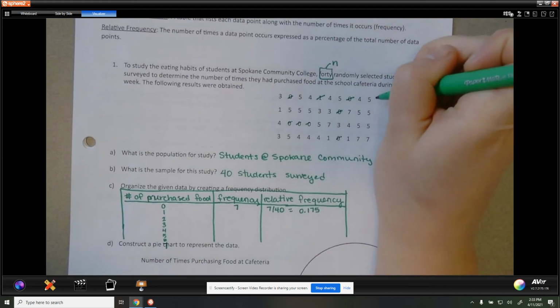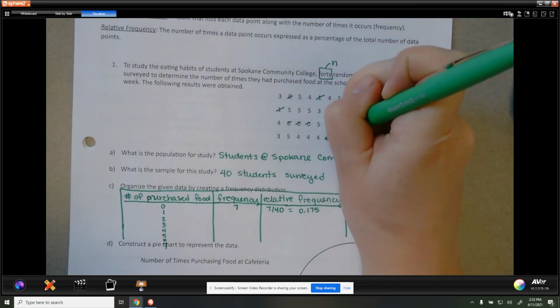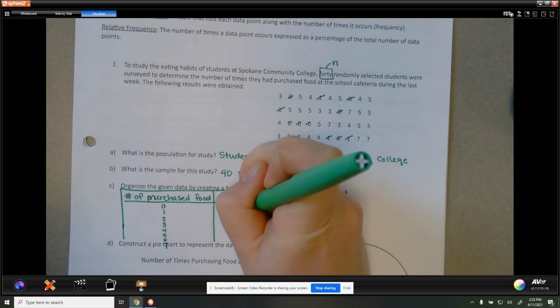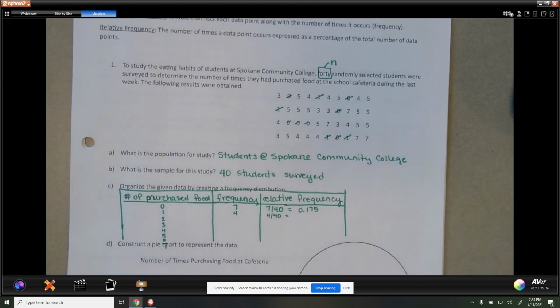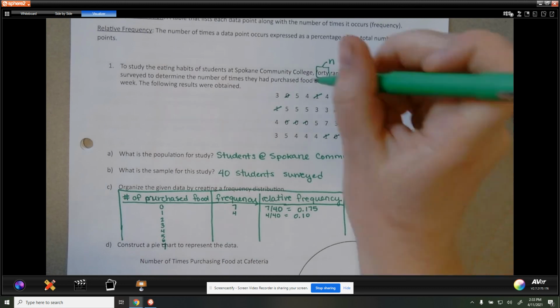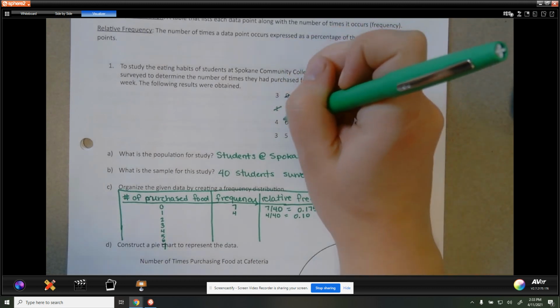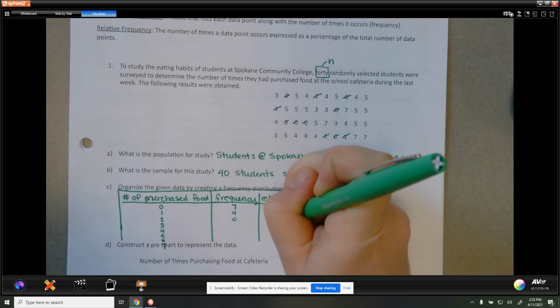All right, next. I got to count up all my ones. So I got 1, 2, 3, 4. So 4 out of 40, that is 1/10, which I believe is 0.1. Oh, good. 0.10, right? Twos. Any twos? So 0, 0%.